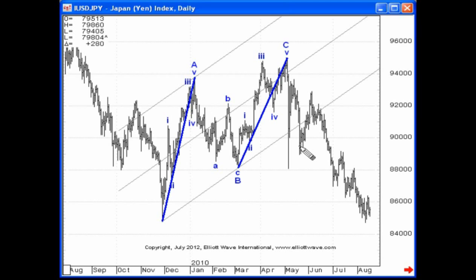So again, with respect to corrective wave patterns, there are three types: flats, zigzags, and triangles. Yesterday we examined flats. Today we examined the zigzag, and it's a very simple pattern. It's an ABC pattern. It's a 5-3-5 pattern. And as always, it tends to be contained by parallel lines. The most common relationships you'll find, again, are equality, 1.382, and sometimes 0.618.